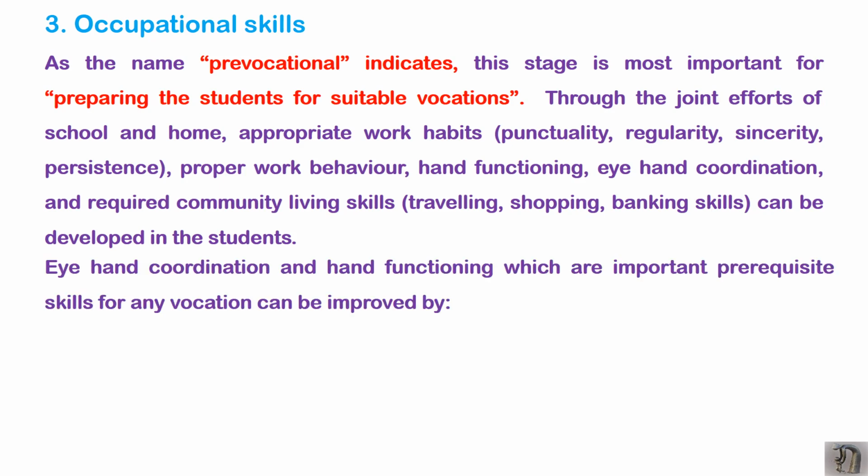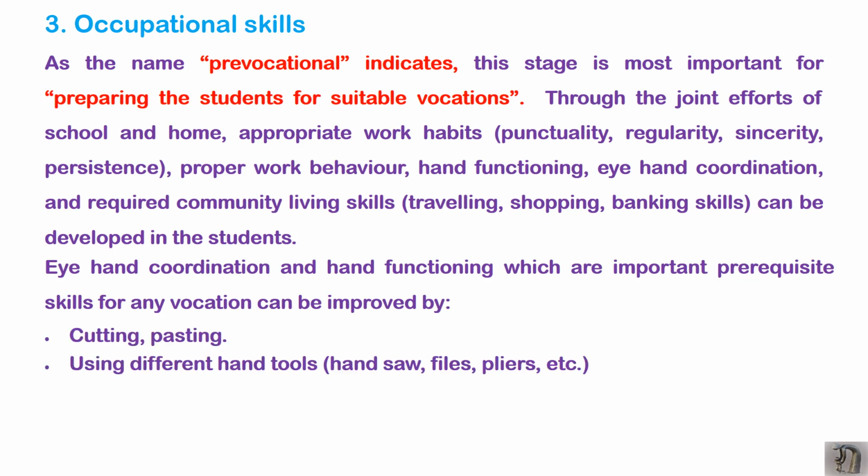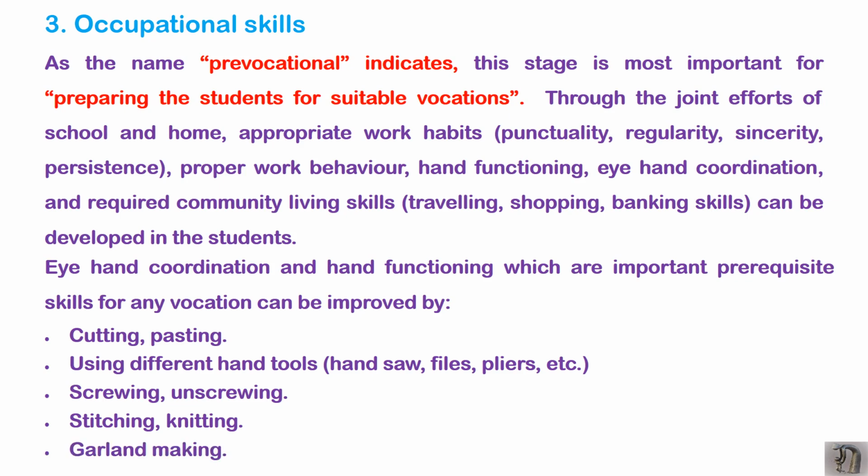Eye-hand coordination and hand functioning, which are important prerequisite skills for any vocation, can be improved by cutting, pasting, using different hand tools like handsaw, files, pliers, then screwing, unscrewing, stitching, knitting. Why do we teach all this in pre-vocational skills? As I said, eye-hand coordination and hand functioning are very important when the child is placed in a trade or job. That's why we teach. You would have seen this many times when you go to pre-vocational or vocational classes. Garland making is also very important to develop eye-hand coordination and hand functioning.